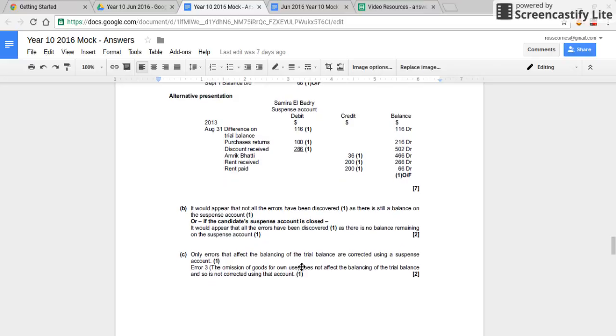And then the second one was to do with errors that don't affect the trial balance, and it did specifically ask you to then give an example. So what you should have done is, in fact you could only really use error 3, all the others did affect the suspense account.